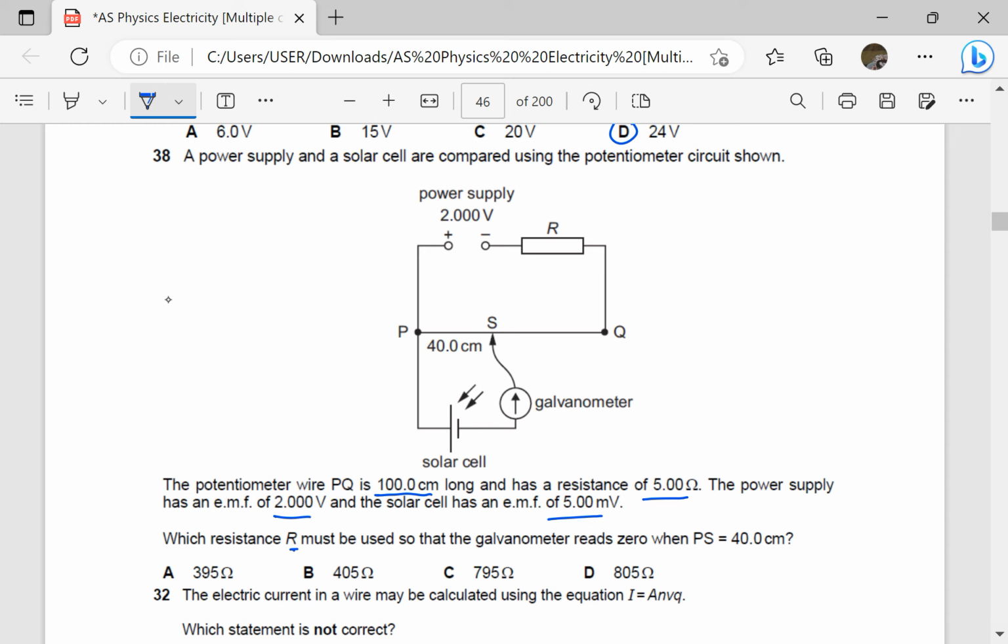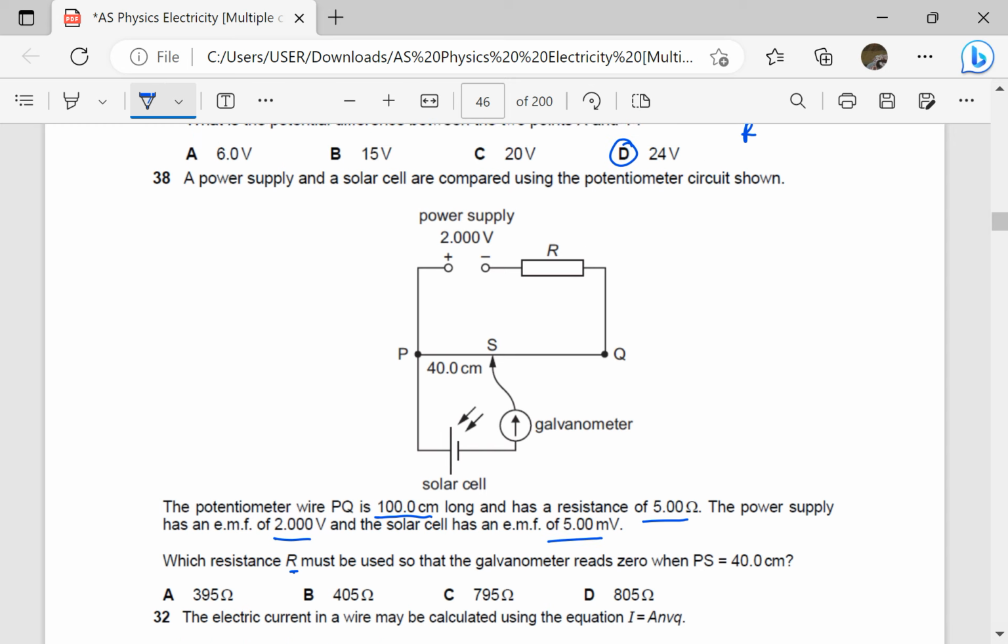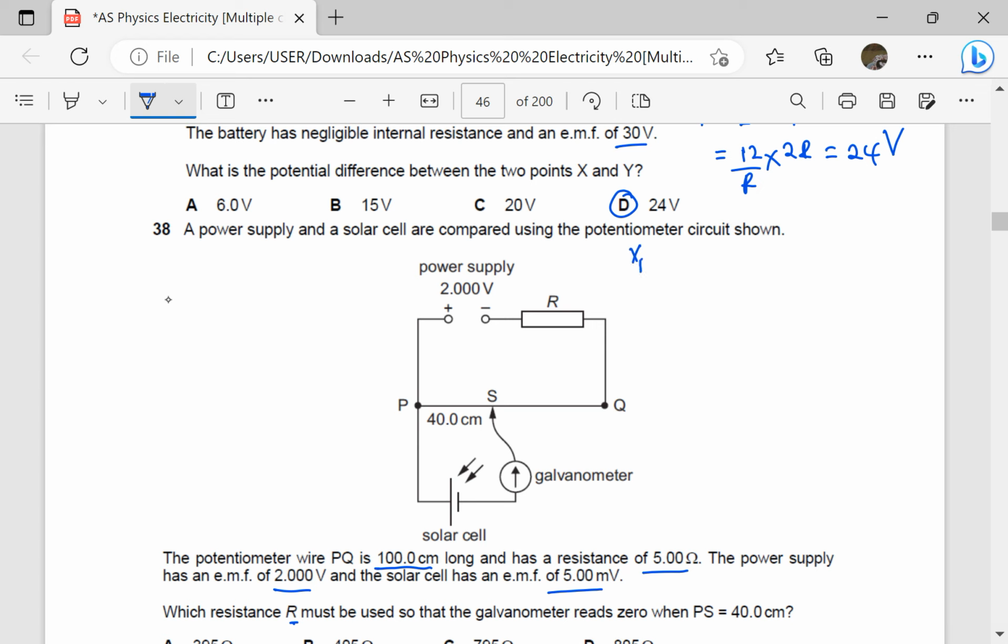So let's first find the resistance across PS. I don't think the resistance is necessary. Let's just find the current through PS. To find the current through PS, we shall first find the PD across PS. When the galvanometer reads 0, it means the PD across PS is the same as the EMF of the solar cell, which is 5 millivolts. So I'll say 5 times 10 power negative 3 volts. That is the PD across PS.